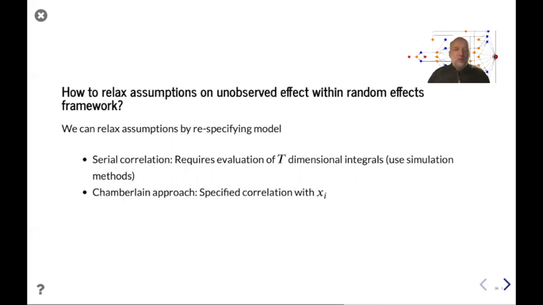Well, back to the model again: how do you relax the assumption on the unobserved effect within the random effects framework? Remember that we're assuming that the unobserved c_i is uncorrelated with the explanatory variables, because we assume that c_i has mean zero conditional on X. Well, like I alluded to, you could just do this Chamberlain approach. You specify the correlation, put inside that mean a function of X, and put inside the variance a function of X. Okay, so that's doable. We're going to do it.